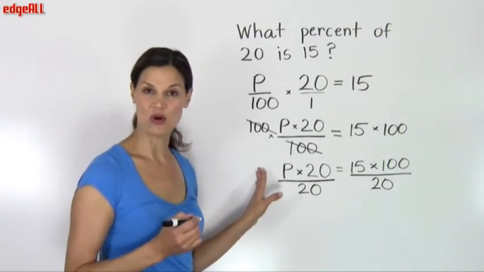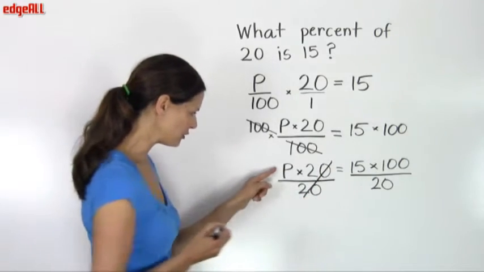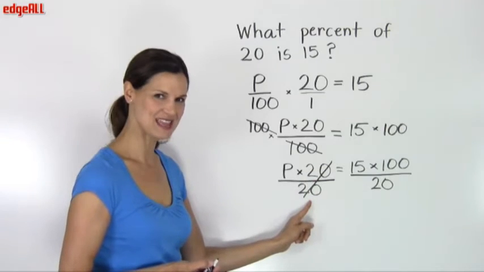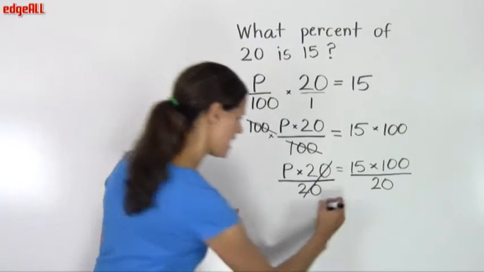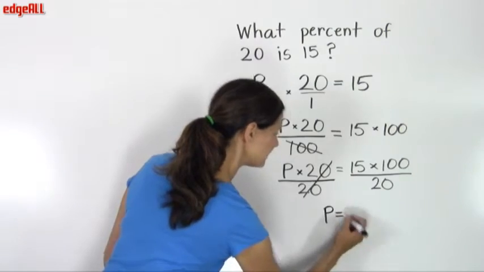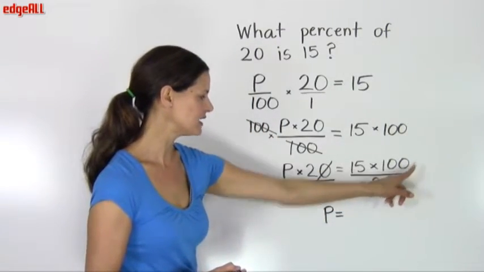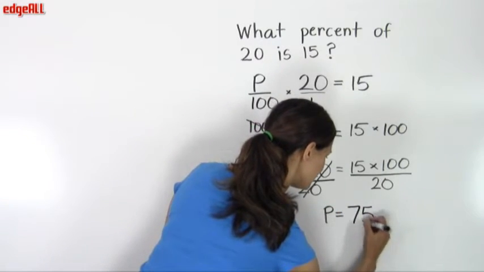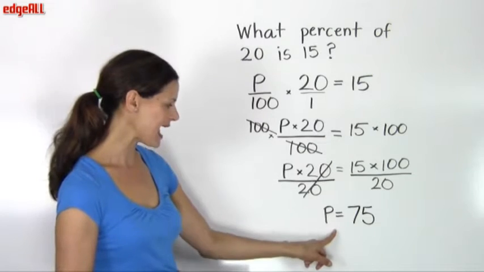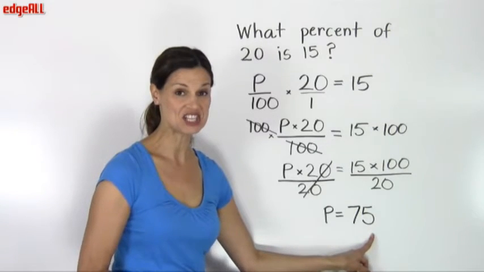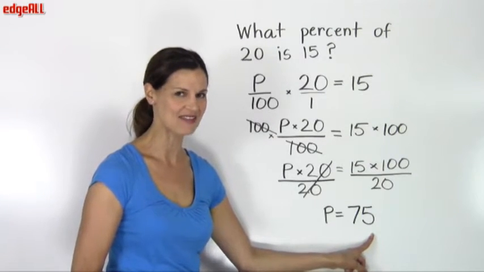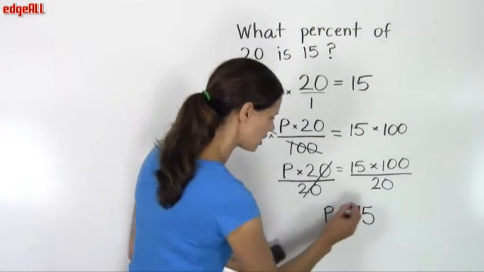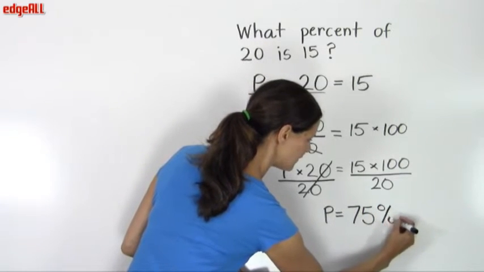Now I have reached my goal of having the P all alone by itself on this side of the equal sign. My 20 divided by 20 is simply equal to 1 and can be canceled out. So I now have P equals 15 times 100 divided by 20. Plug that in and you will get 75. And so I can see here that my answer is 75. Now I don't want to just leave it as the number 75 because I'm looking at a percent. So I need to make sure and write my answer as 75%.